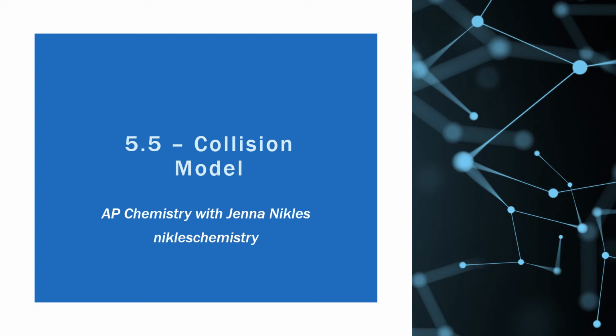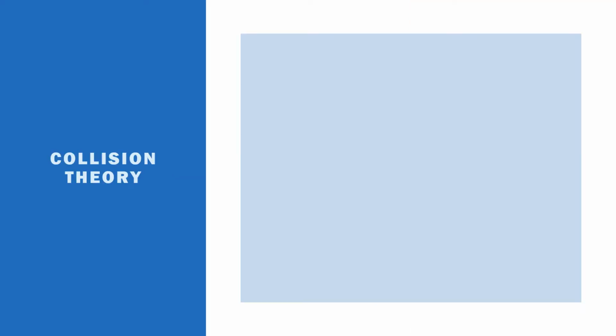Hello, today we're going to talk just a little bit more specifically about the collision model. So let's review. There are three main components of collision theory. In order for things to react, they must, number one, collide. They must collide with enough energy, and they must collide in the correct orientation.